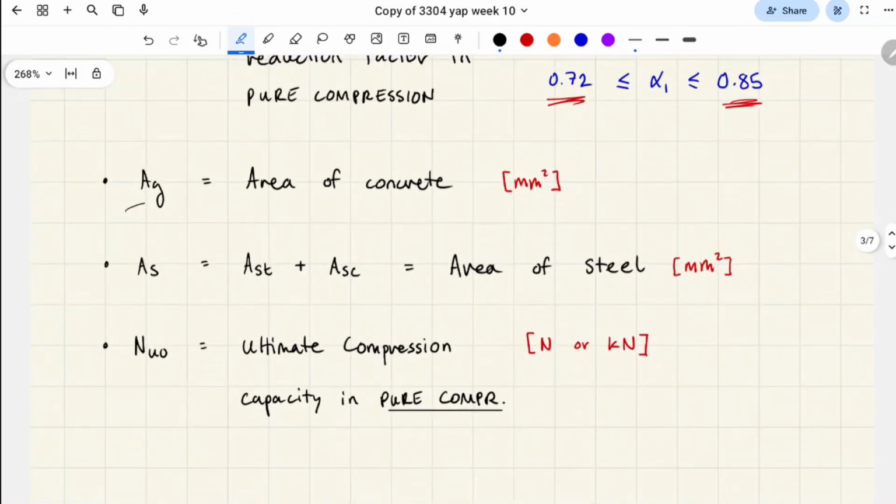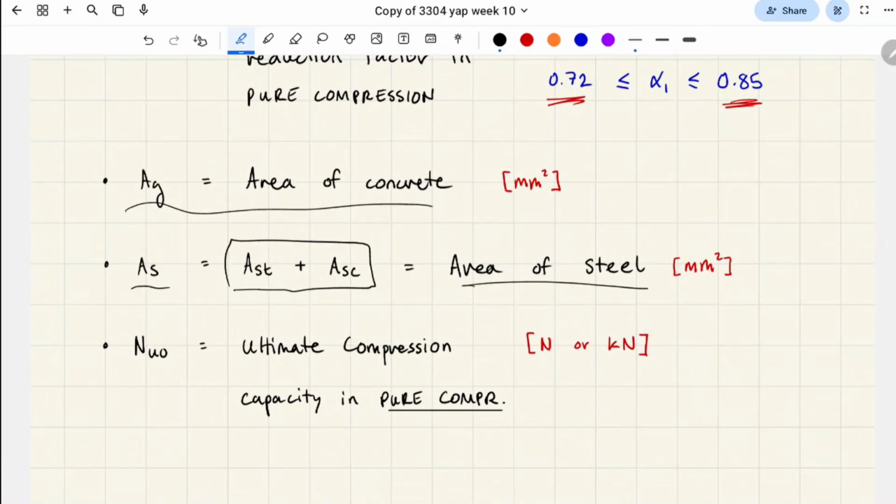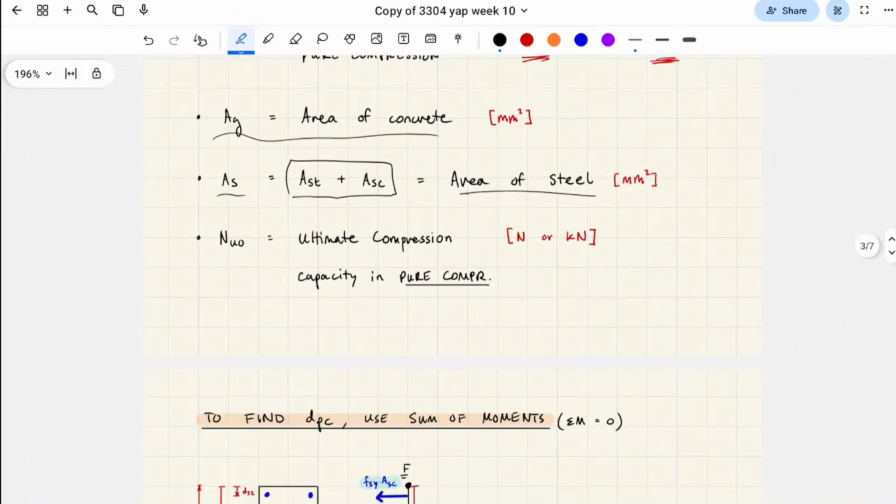Other things to note, AG refers to the area of concrete, AS refers to the area of steel. Here I've called it the area of the tensile bars and compressive bars, but Wilson was right. They're actually both in compression, but the only reason I've called them the tensile bars is because later on they will become tensile bars when we're referring to like bending and stuff.